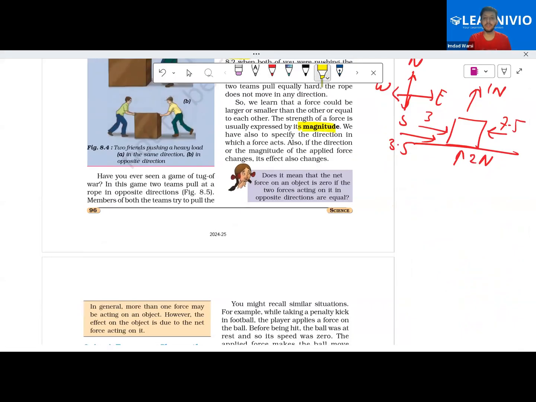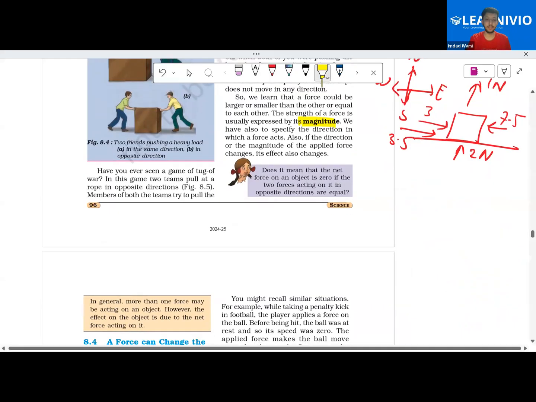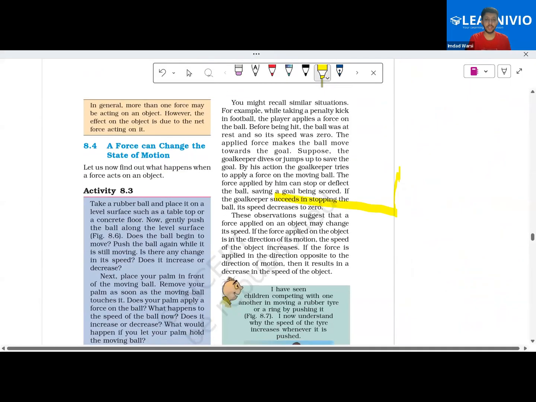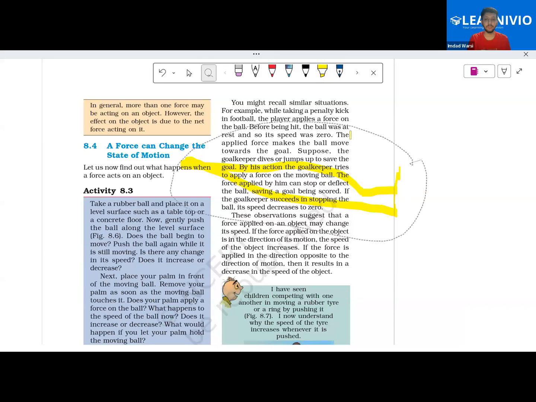Magnitude, we have seen what is magnitude: the value, and the direction. Both are required for force because force is a vector quantity, right? A force can change the state of motion. Give me one example. Also, I gave you one question in the assignment: what are the two states of motion? What was the answer you wrote?